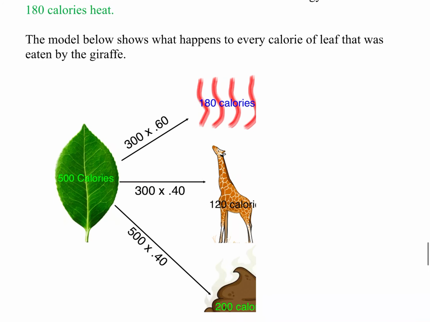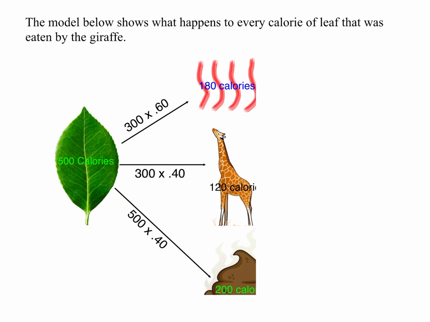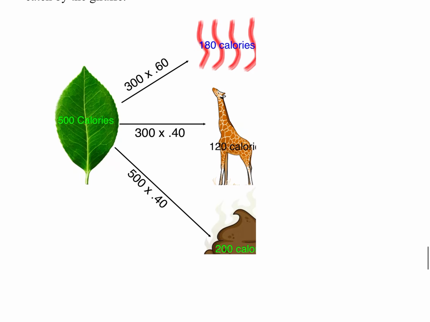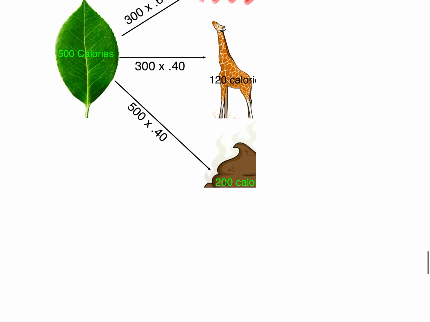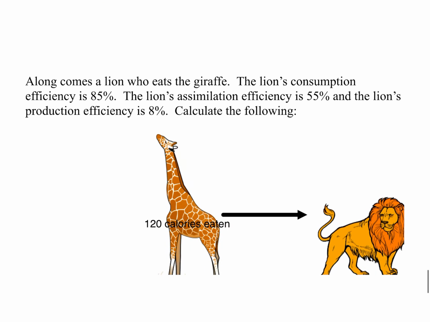So we went ahead and created a model of what this looks like. You had 500 calories of leaf. Of that, 100 became heat to power the giraffe's job of life. 120 calories of the 500 calories of leaf became actual giraffe. And then we can see some waste. 200 of the 500 calories became waste. All right, so no calorie was created or destroyed.